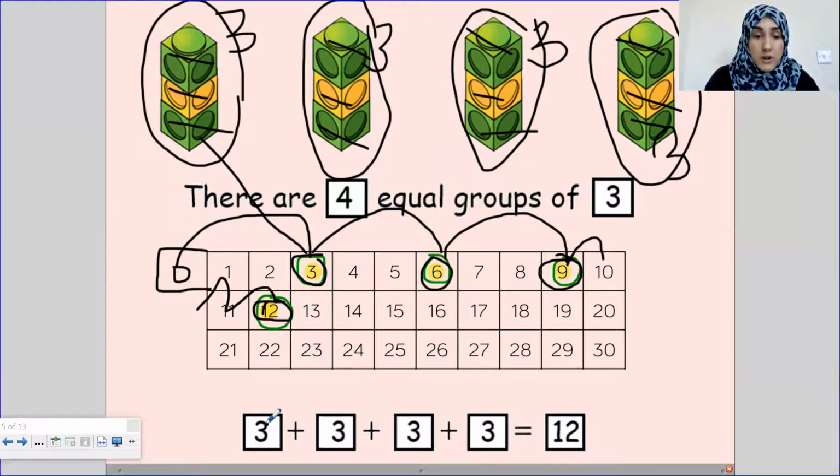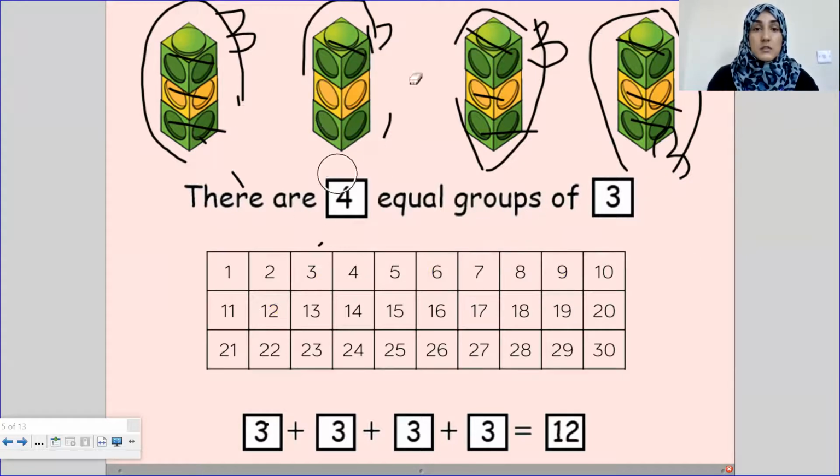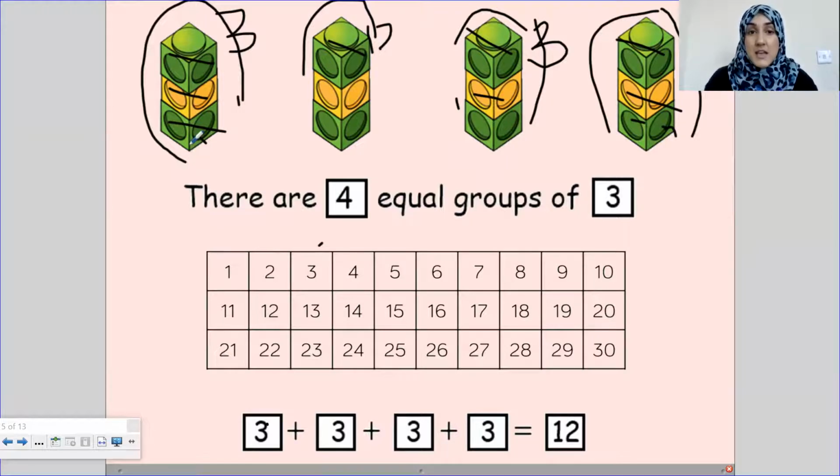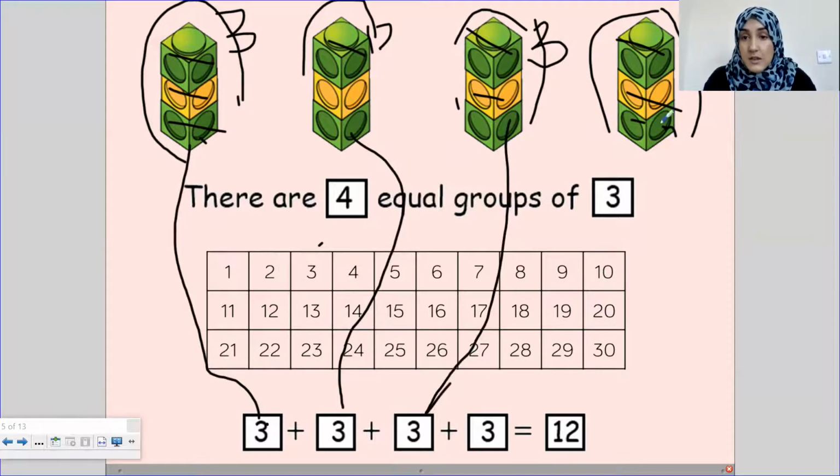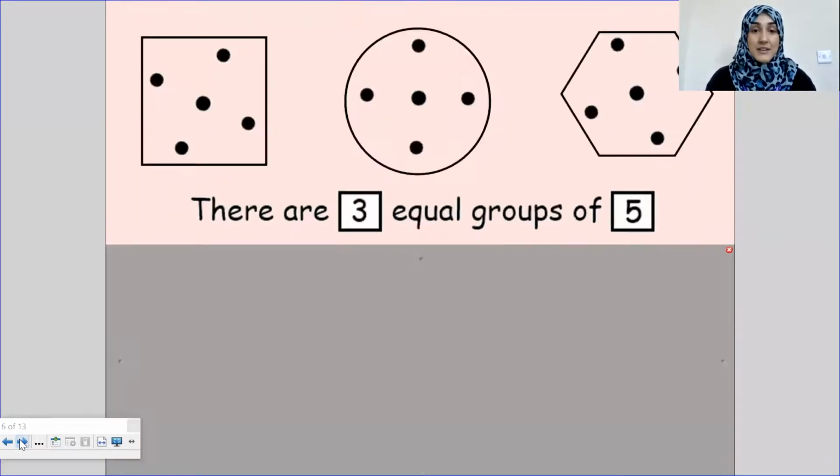Yes, we've got 1 lot of 3. Now remember, there's 4 groups. There's 1, 2, 3, 4. So we need to make sure that we write number 3 4 times when we're doing repeated addition. Okay? So let me rub all of this out. Now I can draw a line to make sure I'm adding the right group. So that's 1 lot of 3. There's another lot of 3. There's another lot of 3. And here's a final lot of 3. So 3 add 3 add 3 add 3 equals 12. Fantastic, Morris. Okay.